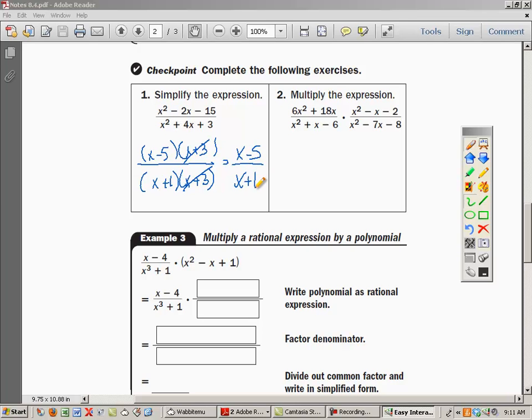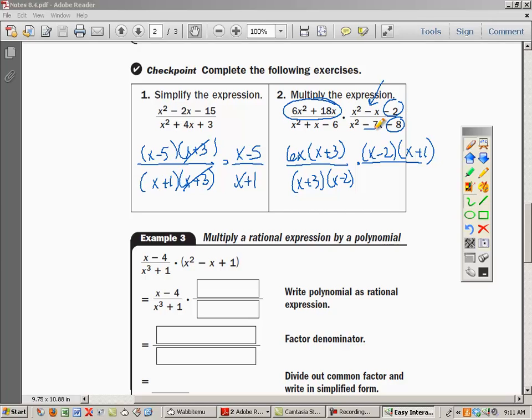All right? In the second expression, both of these terms have a factor of 6x. So if I factor out 6x, that leaves x plus 3. In the denominator of this fraction, this x squared plus x minus 6 factors into x plus 3 and x minus 2. All right? The top of the second fraction, we need two numbers that multiply to negative 2 that add to negative 1. This happens to be x minus 2 and x plus 1. And in the denominator of that, we need two numbers that multiply to negative 8 that add to negative 7. So that's x minus 8 and x plus 1.